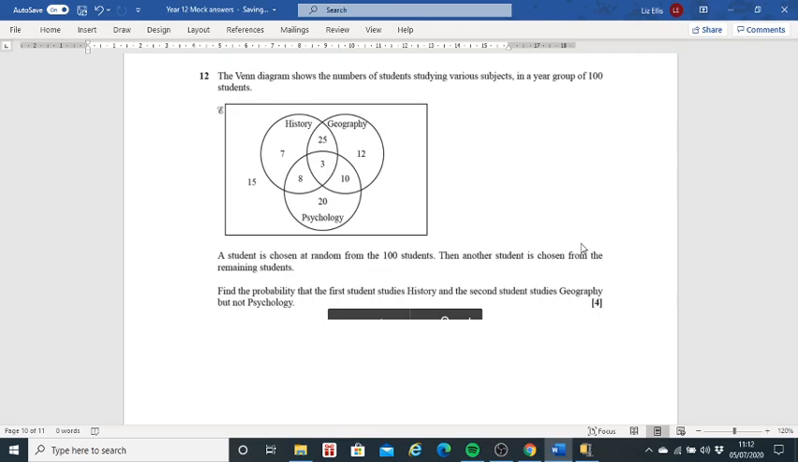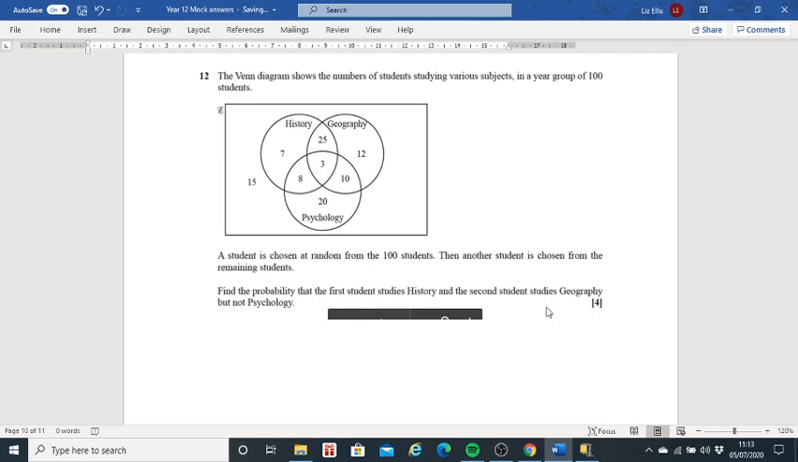Right, the last question. This one didn't go well. I think only 2 of you managed to score full marks on this one. So let's have a look at what this is all about. The Venn diagram shows the number of students studying various subjects in a year group of 100 students. A student is chosen at random from the 100 students, and other students are chosen from the remaining students. Find the probability the first student studies history, the second student studies geography, but not psychology.